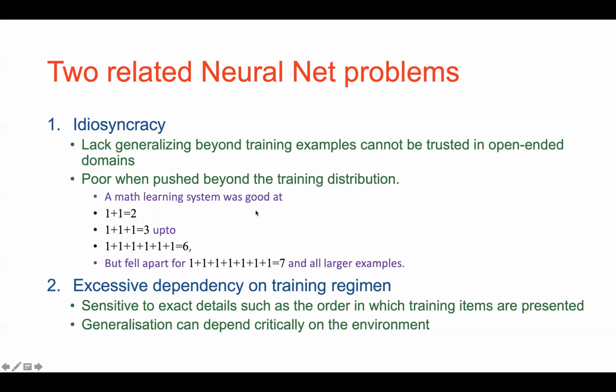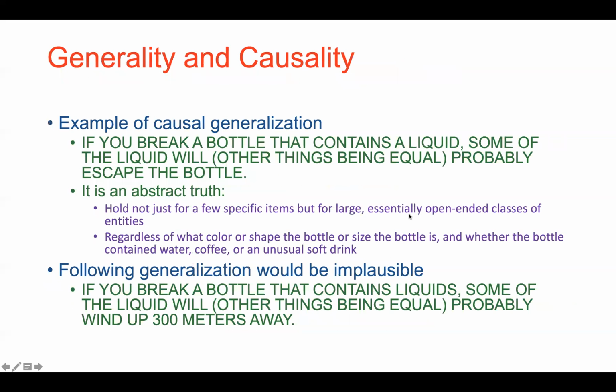And there were some anecdotes about it. A math learning system was good at 1 plus 1 equal to 2, 1 plus 1 plus 1 equal to 3, up to 1 plus 1 plus 1 plus 1 equal to 6, but fell apart for longer sums. It was just taught on all of this, but it messes up on larger examples, it doesn't know what's going on there. But it will give you a good answer if you say 1 plus 1 plus 1, it'll say 3. Excessive dependency on training regimen: sensitive to exact details such as the order in which the training items were presented, and generalization can depend critically on the environment, maybe a video game environment, something like that.